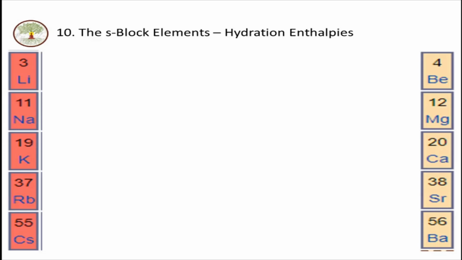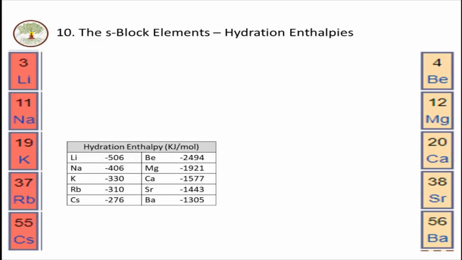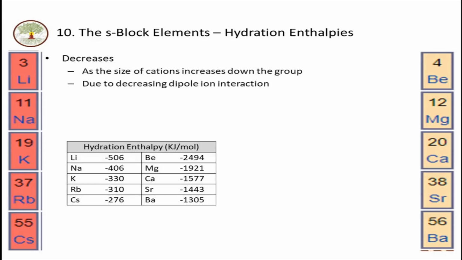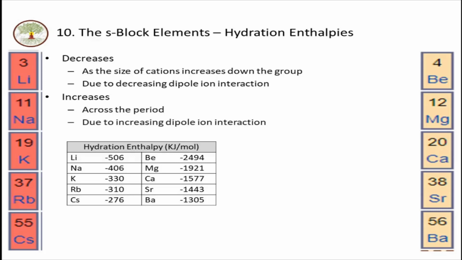Let us now discuss the trends in hydration enthalpies of cations of s block elements. Hydration enthalpy decreases down the group as the size of cation increases. It is due to decreasing dipole ion interactions due to effective shielding of ionic charges by the inner orbital electrons. Hydration enthalpy increases across the period as the size of cations decreases. It is due to increasing dipole ion interactions.